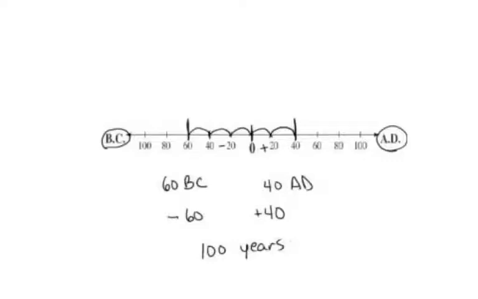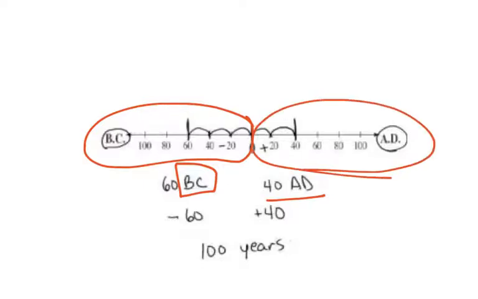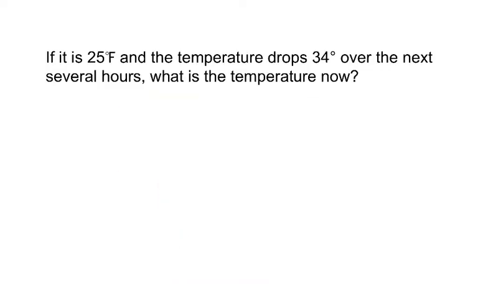Another thing that is used in everyday life that uses positives and negatives is actually time. You may be studying something in history that happens in the BC or before Christ era, and those are represented by negative numbers, or they could be in AD and be represented by positive numbers. So between 60 BC and 40 AD, it was actually 100 years between those two. But BC is represented by a negative integer and AD by a positive integer.